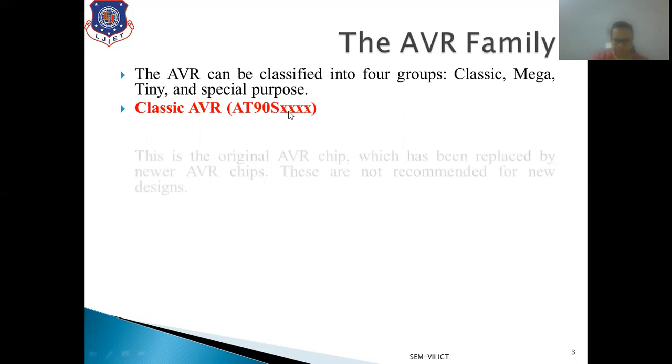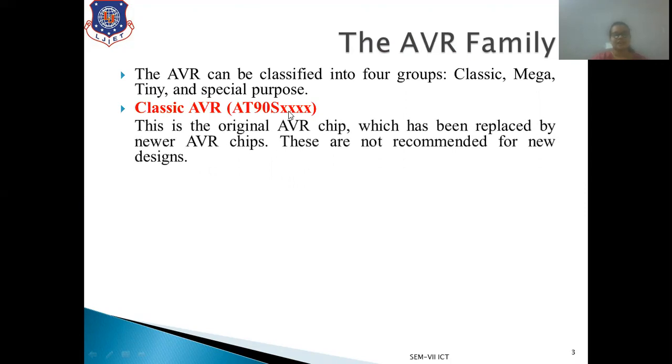Clear? Now, what are the different features of classic AVR? This is the original AVR chip, which has been replaced by the newest AVR. These are not recommended for new designs. When the first AVR was designed by two scientists and developed by Atmel, that AVR chip was defined as the classic AVR. That was the original AVR chip, which was replaced by the newer types of AVR chips that are available in our day-to-day life right now.